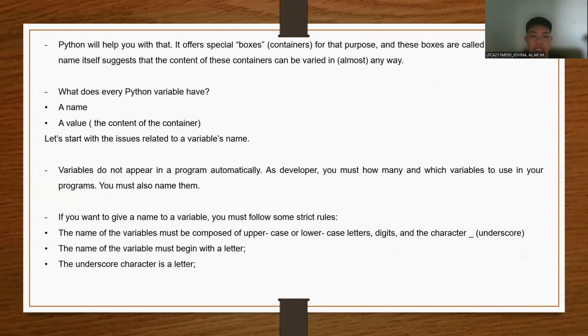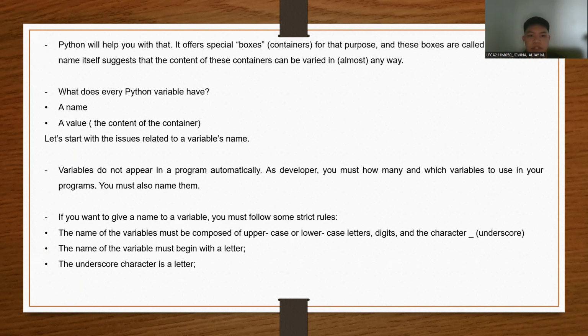So Python will help you with that. It offers special boxes or containers for that purpose, and these boxes are called variables. The name itself suggests that the content of these containers can be varied in almost any way. So what does every Python variable have? A name and a value, the content of the container. Then let's start with the issues related to the names.